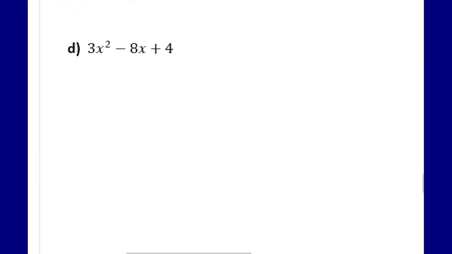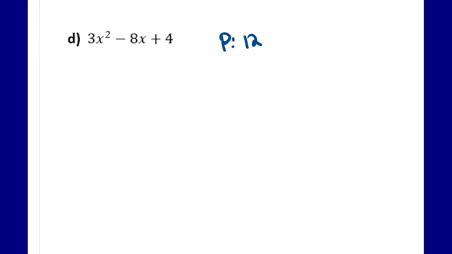Again, same type of example, going through D, same type of situation. Two numbers that multiply to 12, or 3 times 4, and add up to -8. Again, it might be a little bit more challenging, but the more we do this, the more we know our times tables, the more comfortable we get. -2, or -6 and -2.